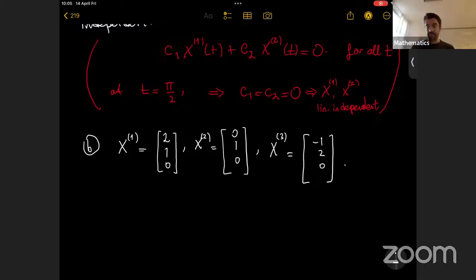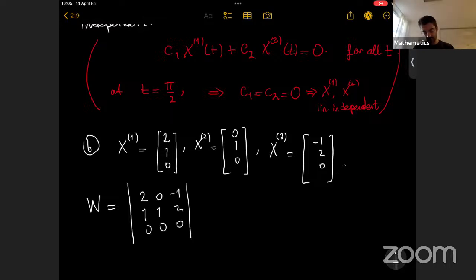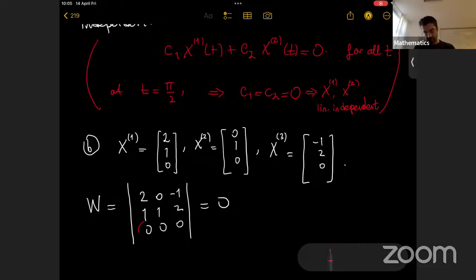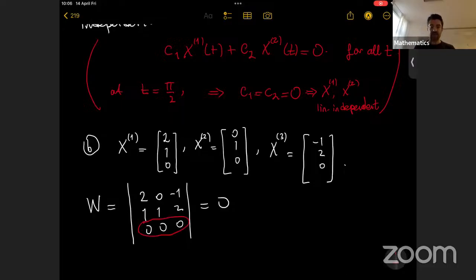Are these linearly independent? Since these are constant vectors, again we check the Wronskian. Wronskian is either identically 0 or different from 0. If the Wronskian is 0, they are linearly dependent. Otherwise, they are linearly independent. So V here is basically the determinant 2, 1, 0, 0, 1, 0, minus 1, 2, 0, which is 0, right? Because we have a 0 row here. So if you expand the determinant with this row, this determinant will be 0.